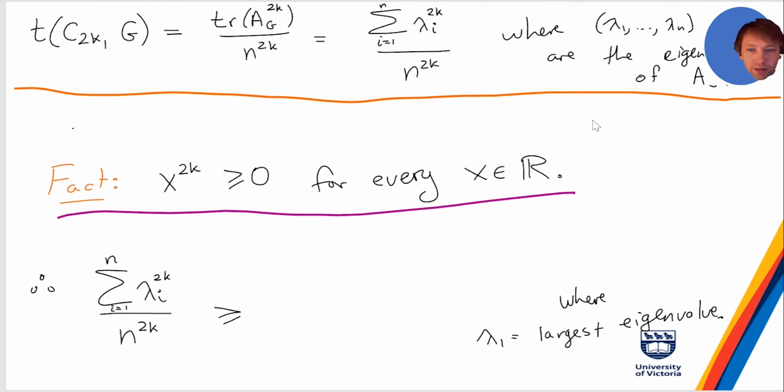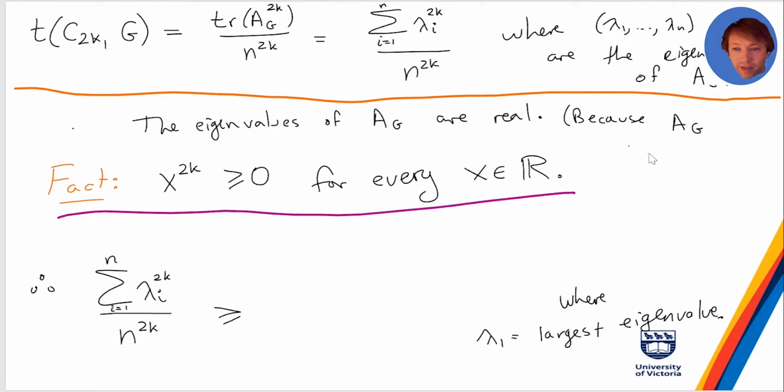One thing we also mentioned last time, and this is important, is that the eigenvalues of G are real. This is because the adjacency matrix is symmetric. If you had a matrix that is not symmetric, it might have complex eigenvalues. And if it had complex eigenvalues, we couldn't use this fact, because if I take the square of a complex number, it can be negative, which is annoying. But are you all with me still? Okay.